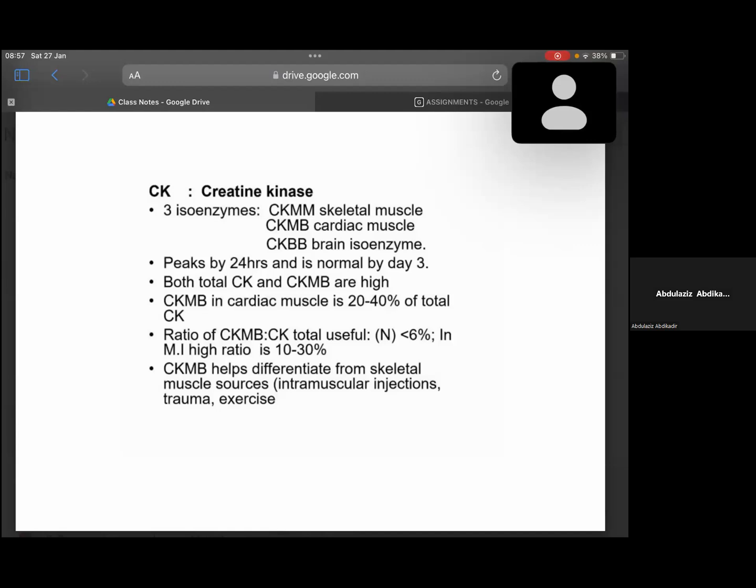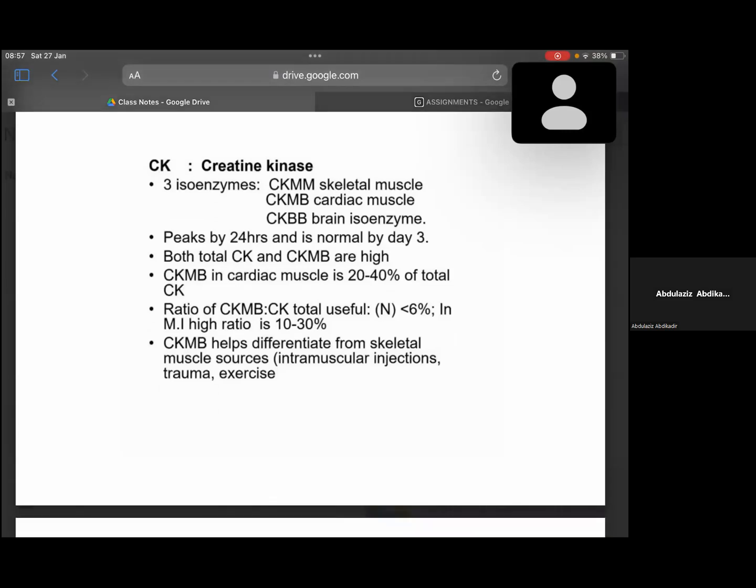So for you to be specific, you need to take the ratio of the total CK to the CKMB. The normal ratio is normally less than 6%. But in MI, the ratio of CKMB to CK is normally 10 to 30%.